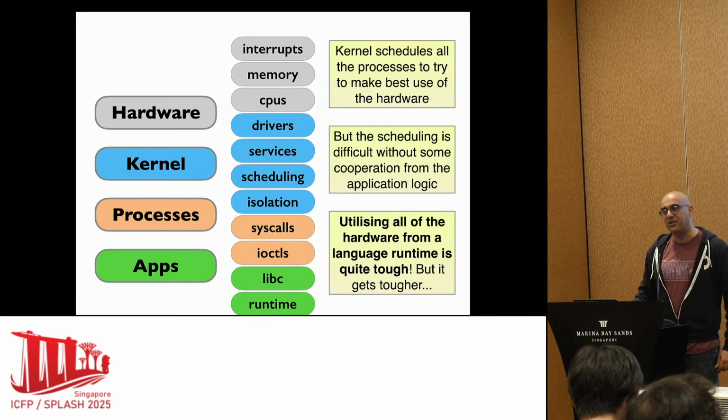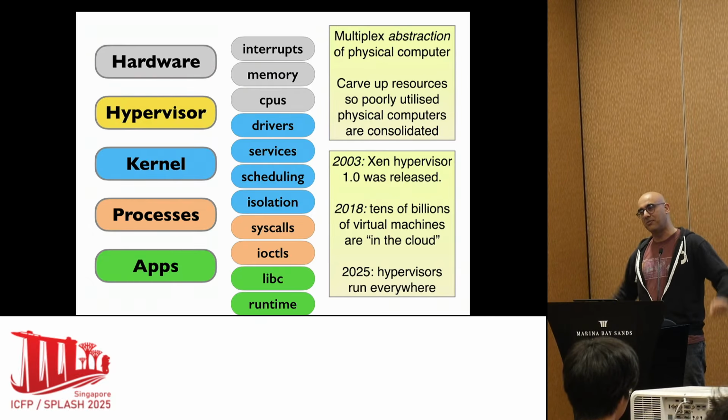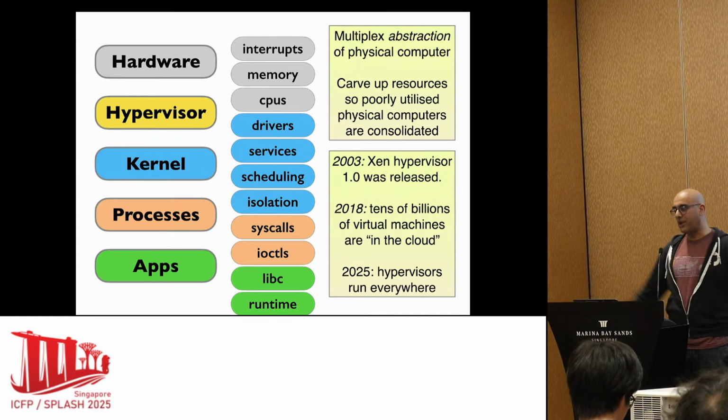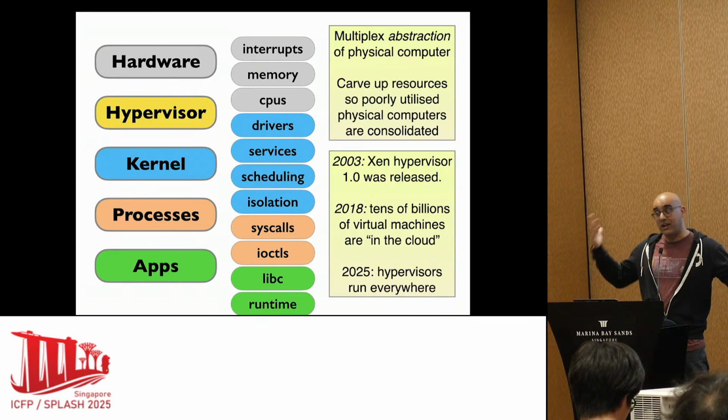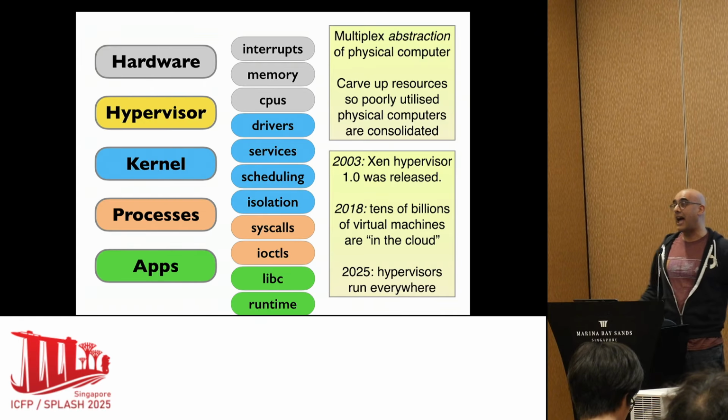And so obviously the answer is to add another level of abstraction. Because it's so hard, we thought, let's just carve up the machine into smaller pieces, so we can schedule these smaller pieces and don't have to schedule across them. That's what hypervisors are, and that's what we use in the cloud. But effectively, we've now got yet another layer between us and the thing that's actually doing the work, the hardware. And there are tens of billions of virtual machines in the cloud with this.